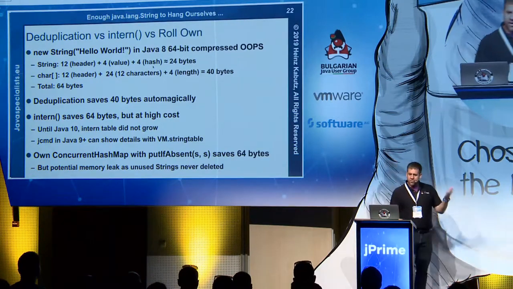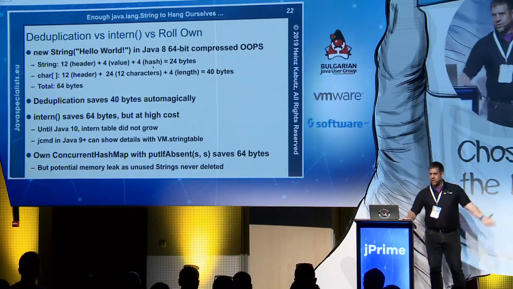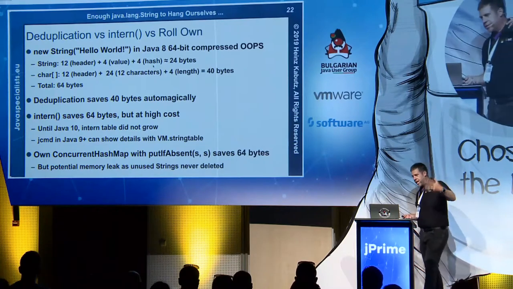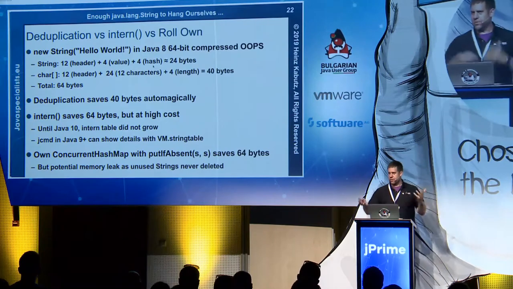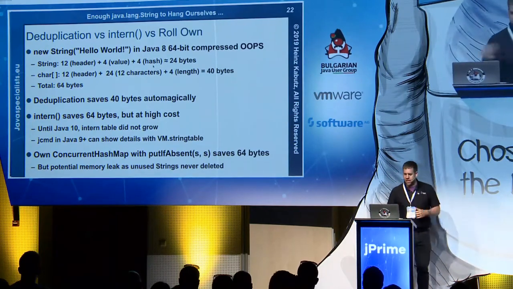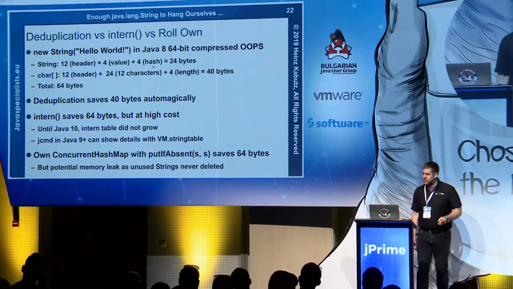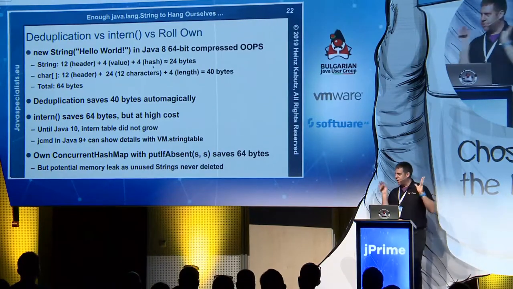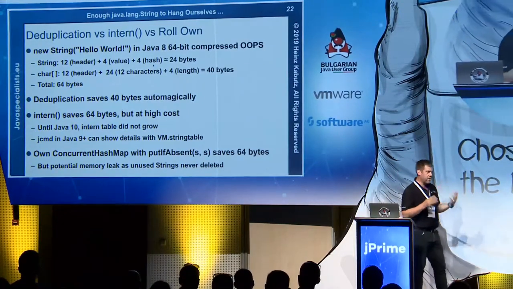If you use deduplication with a string like hello world that you're reading from a database, then you can save 40 bytes automatically without doing anything yourself. It'll cost a little bit in CPU, but you're going to save 40 bytes. If you use intern, then you're going to also save the 24 bytes from the string object holder itself. So it's going to be 64 bytes, but it's a lot of cost.